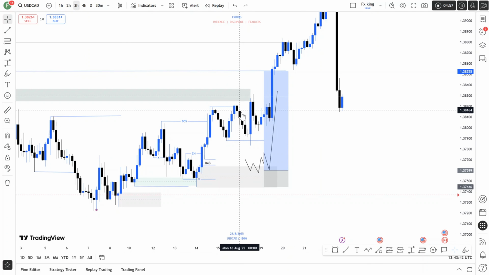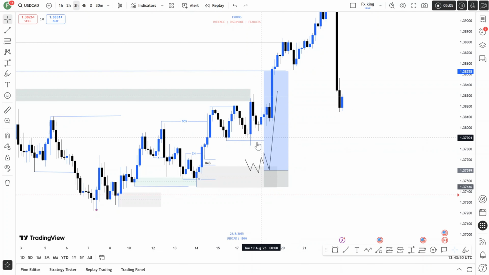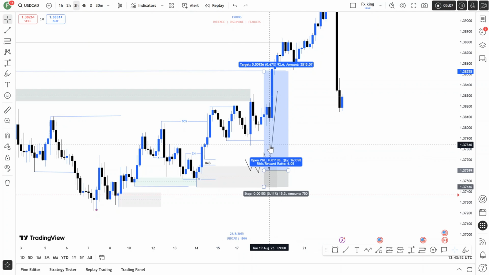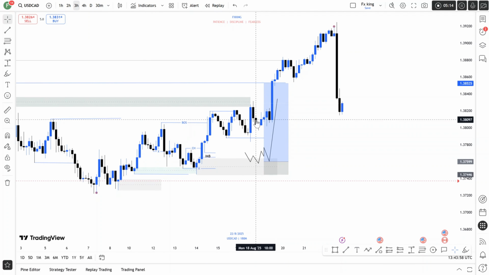But unfortunately, when this market came down here, it swept this zone. It swept this zone, went ahead to give us a change of character here and then bought. So that is how we ended up missing this trade. I was not keen enough to notice this when it was happening. So that is how we ended up with a missed opportunity on this USD CAD.